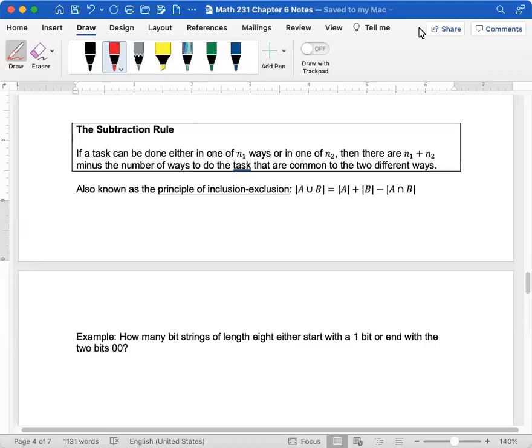In this video, we're going to finish up our counting techniques by talking about the subtraction rule and the division rule. Now, both of these directly relate to the two previous rules, the product rule and the addition rule. So the subtraction rule connects to the addition rule.